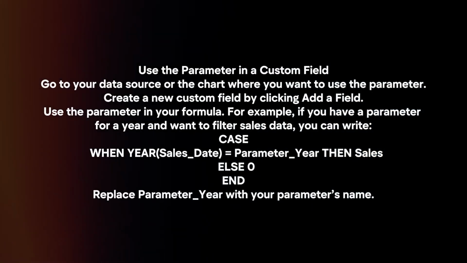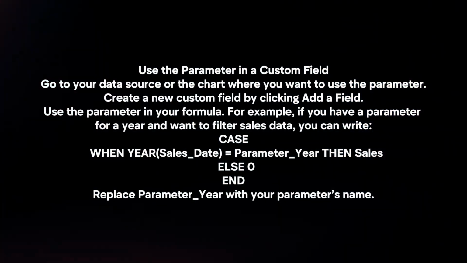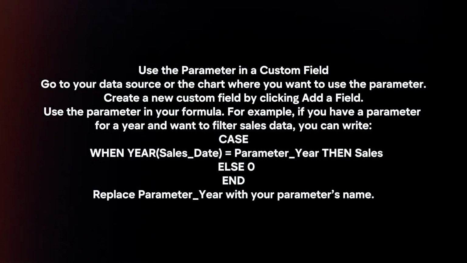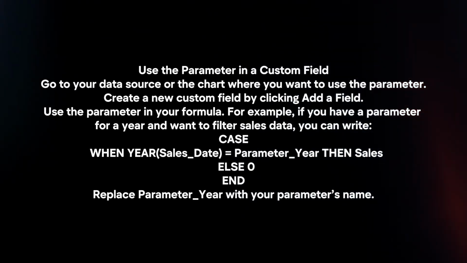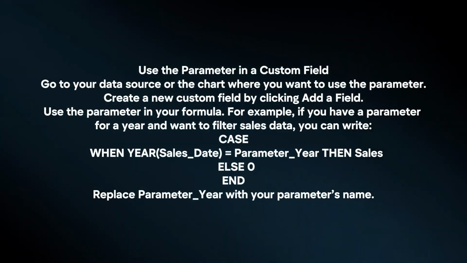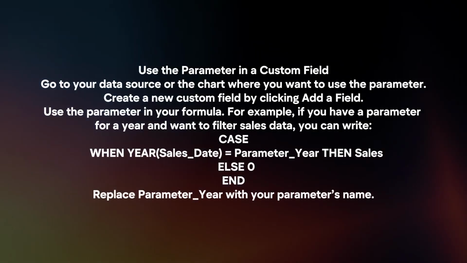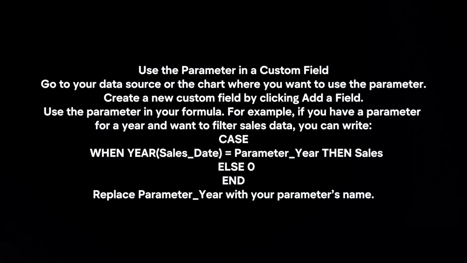Use the parameter in a custom field. Go to your data source or the chart where you want to use the parameter. Create a new custom field by clicking Add a field. Use the parameter in your formula. For example, if you have a parameter for a year and want to filter sales data, you can write the following. Replace parameter year with your parameter's name.